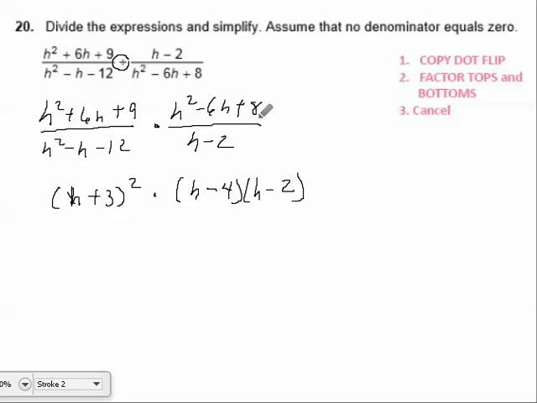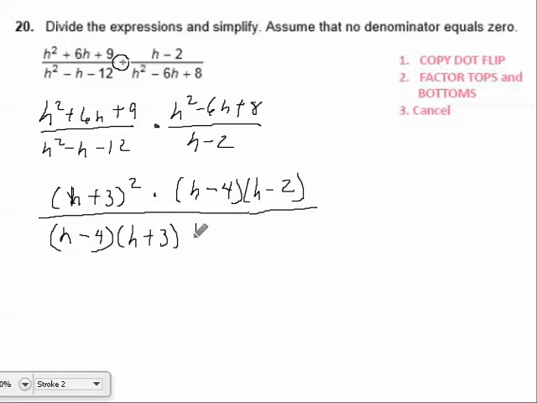Minus 4 times minus 2 gives me a positive 8. Adds together to give me that negative 6. Divided by, let's see, this is going to be h minus 4 and h plus 3 and h minus 2.